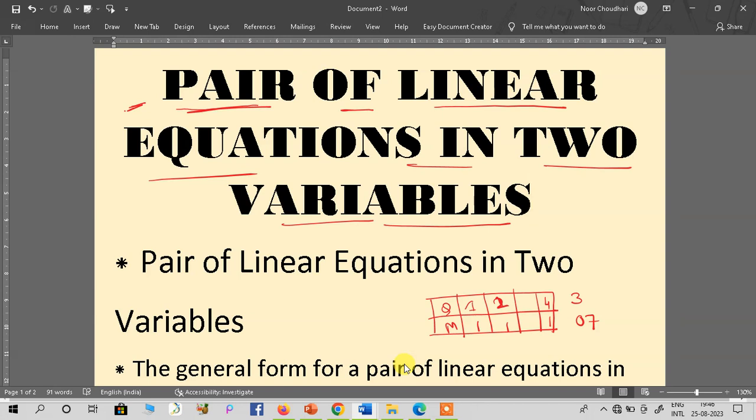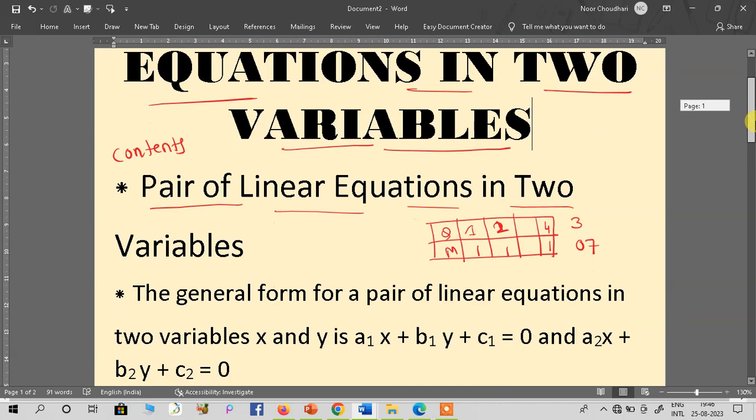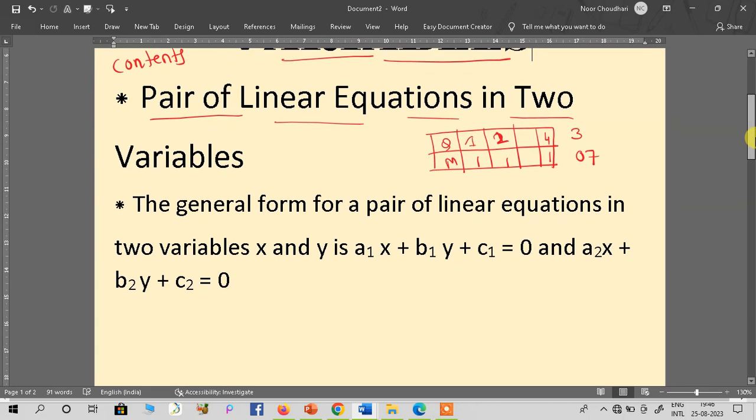So here, what are the main contents in this topic that we discuss first? First is pair of linear equations in two variables. We are discussing pair of linear equations in two variables first, then we will go to the next content.